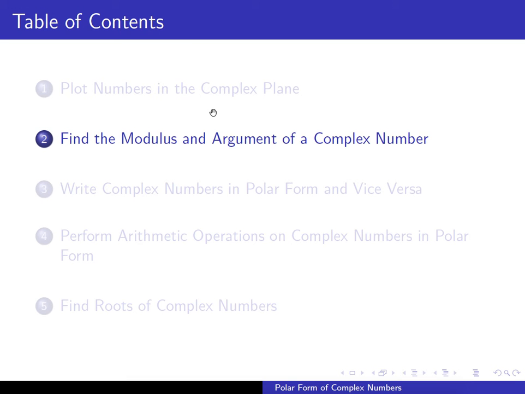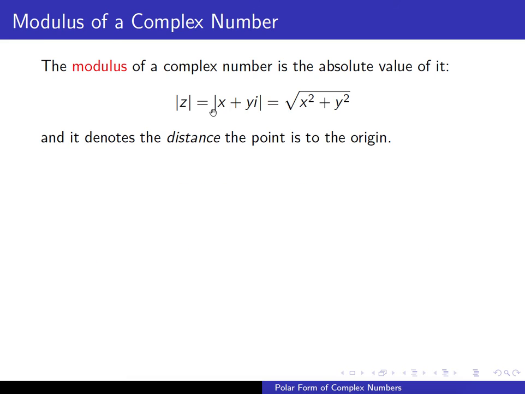So now we're going to find the modulus and argument of a complex number. So the modulus is simply the absolute value of it, and it denotes how far that point is from the origin. So you're calculating how far from the origin you've gone, if you've gone x spaces outward and y spaces up or down. So your modulus of z, absolute value of z, is the absolute value of your complex number, which is just the square root of x squared plus y squared.